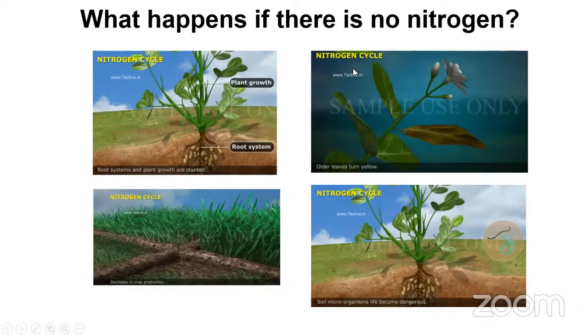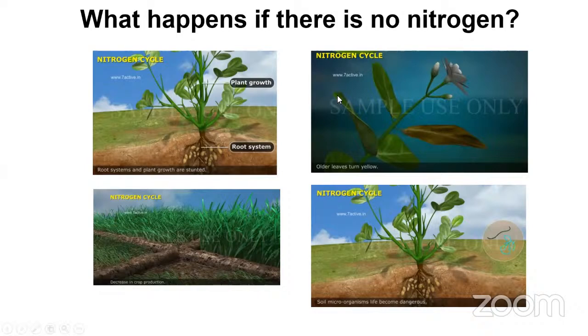At the same time, when there is less nitrogen in the atmosphere, the older leaves of the plant will turn yellow and start falling from the plant. Crop production will be lowered. The plant, along with the root system which is not developing well due to less nitrogen, will also hamper soil microorganisms, resulting in reduced proliferation of soil microorganisms.